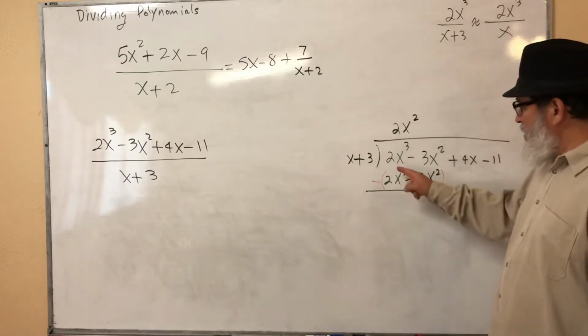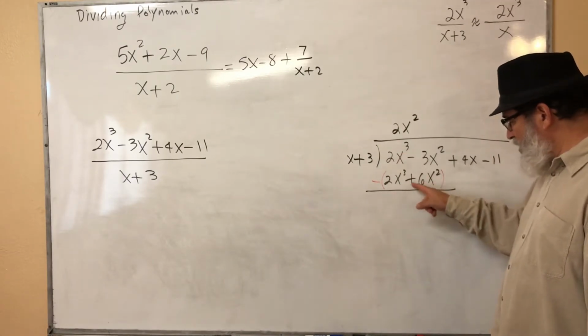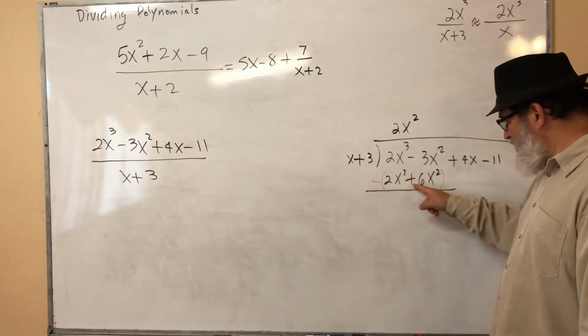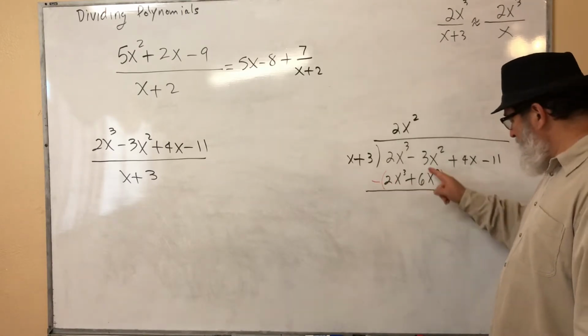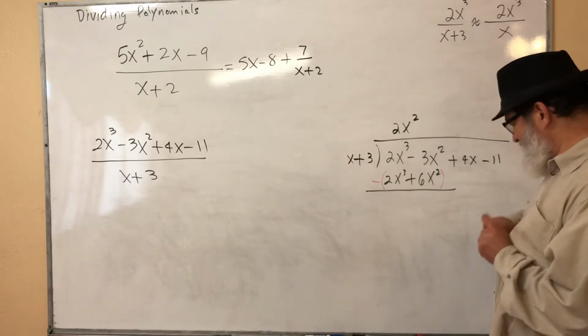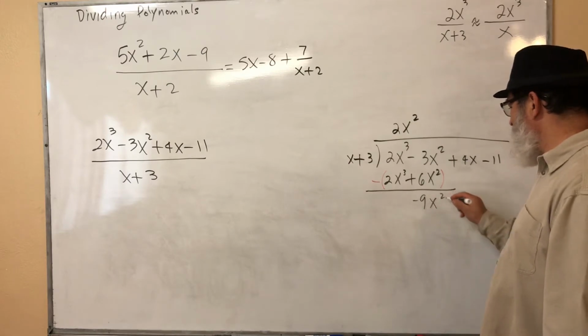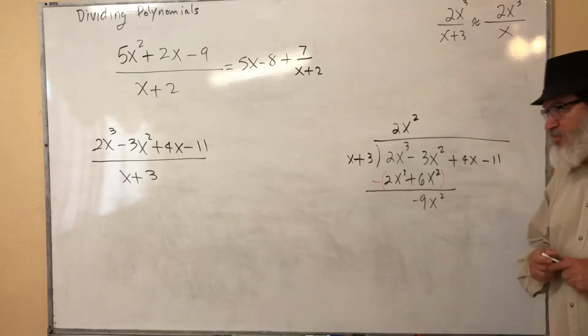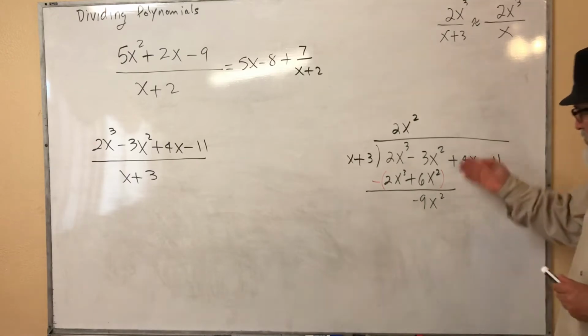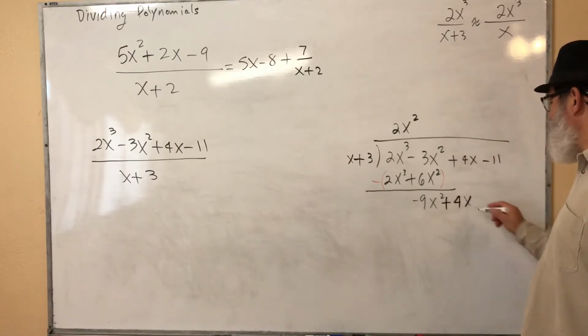So now this becomes negative, you get 0. And this becomes negative, look, this negative times this positive is negative. And negative 3x squared minus 6x squared is what? Negative 9x squared. Now bring down the 4. Plus 4x.